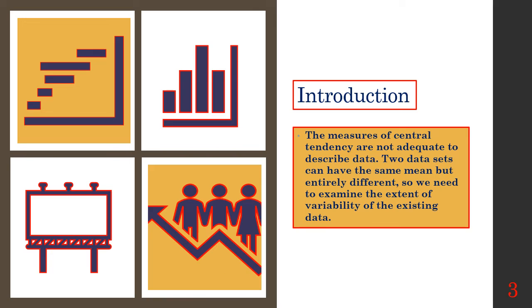Now, why do we need to do the measures of dispersion? Because the measures of central tendency are not adequate to describe my data. Two data sets can have the same mean, but they are entirely different. So we need to examine the extent of the variability of the existing data.